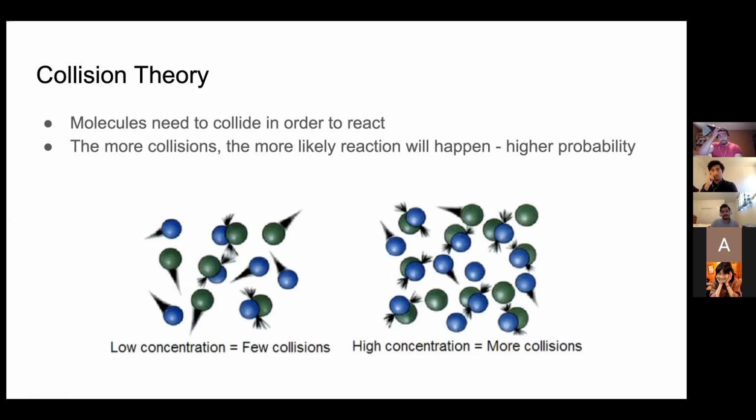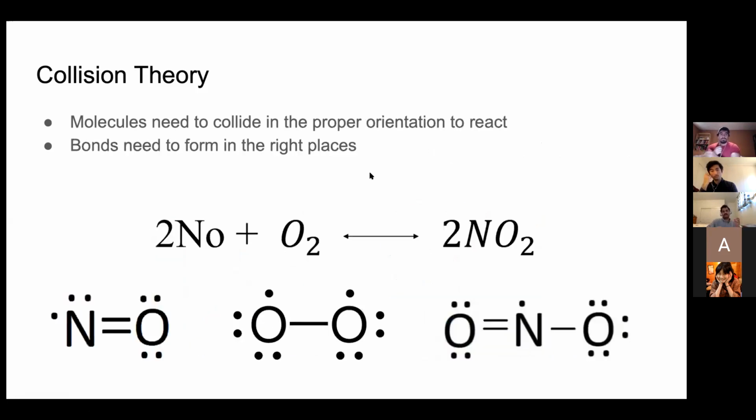But we also have to look at productive collisions, meaning every time molecules collide doesn't mean you're going to have an actual reaction. There are two main factors that influence that. The first one we'll talk about is orientation. You need your molecules to collide in the proper orientation because you need the bonds between the atoms of those molecules to form in a specific way. So let's take this example.